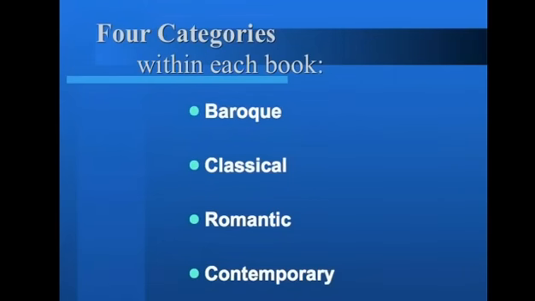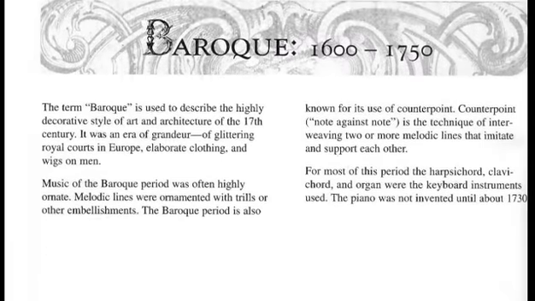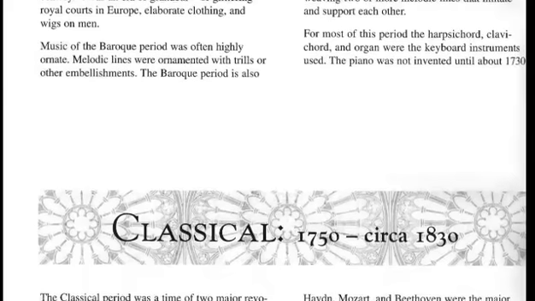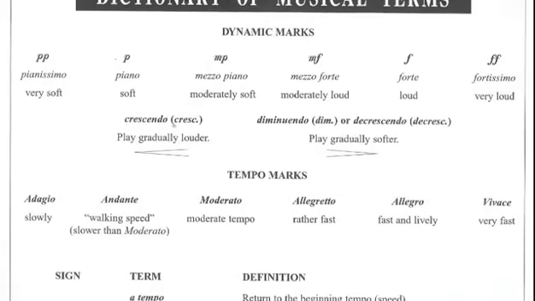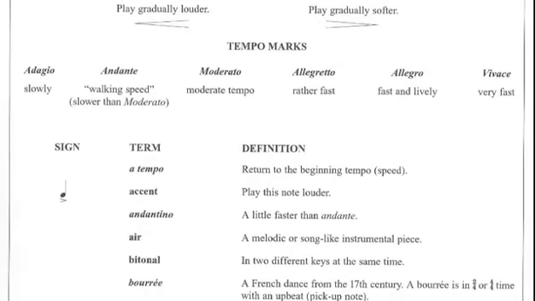Each book in the Faber collection is divided into four clear categories: Baroque, Classical, Romantic, and Contemporary. Also included in each book is a brief historical outline of each period. There are five books in the Faber collection: an early beginner book, and then books 1 through 4. Within each book is also included a dictionary of musical terms that gradually advances in difficulty as the books progress.